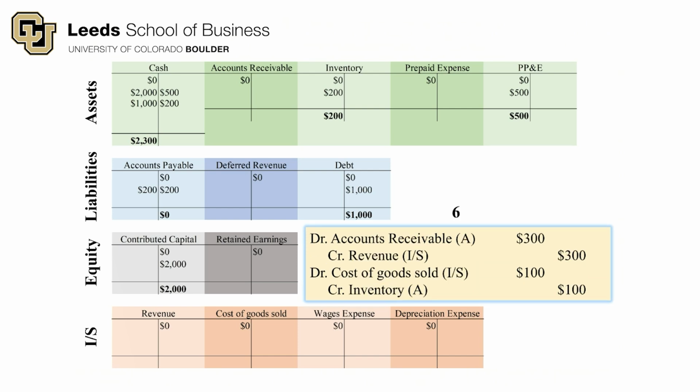Number 6, this is our revenue transaction. So let me just post this one all together. You can see the credit to revenue of $300, the debit to cost of goods sold of $100. You can also see the debit to accounts receivable of $300 and the credit to inventory of $100.